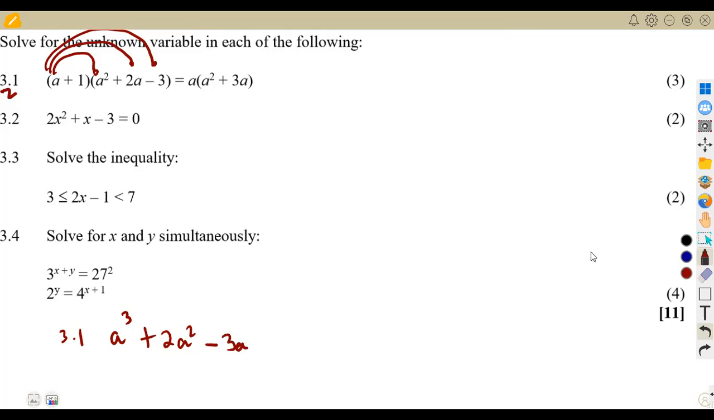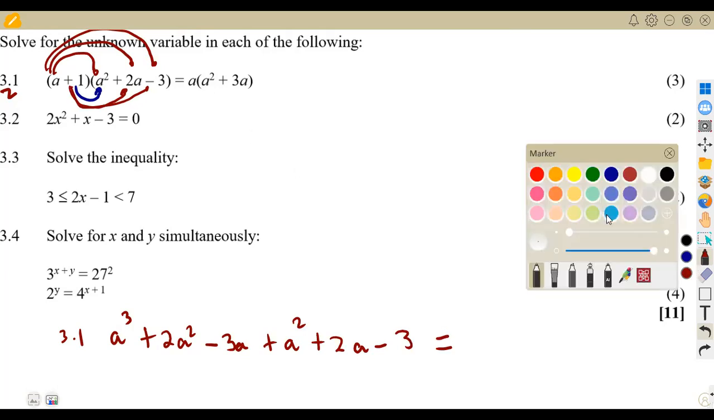By multiplying by A, you move on to 1 in this case. 1 is going to multiply everything. 1 times A squared gives us A squared, which is A to the exponent of 2. 1 times 2A gives us a positive 2A. Then 1 times a negative 3 gives us a negative 3. So this must be equal to what you have on the right-hand side.